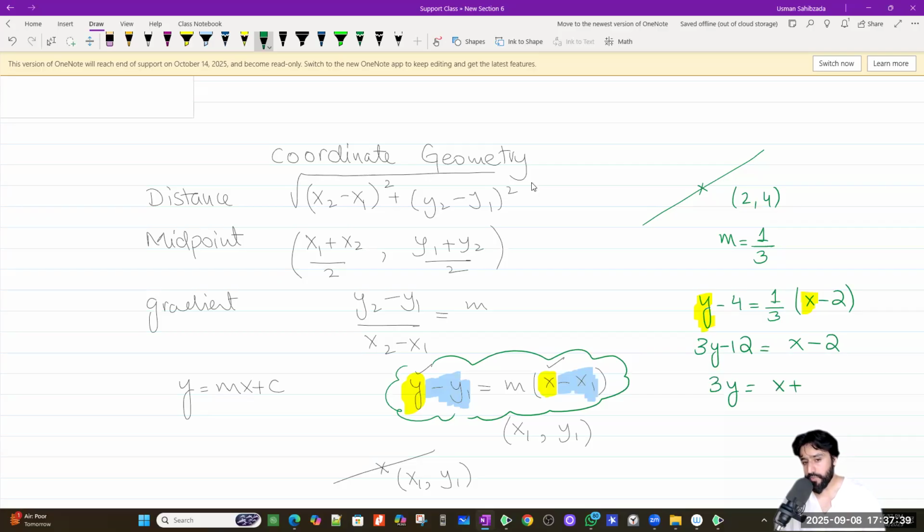Rearrange, bring the 12 on the other side. It becomes a plus 12. The overall answer to your equation formation becomes 3y is equal to x plus 10. Again, a quick recap. What did you do? You had a point, you had a gradient, and you wanted to find the equation of a line, and you did that.